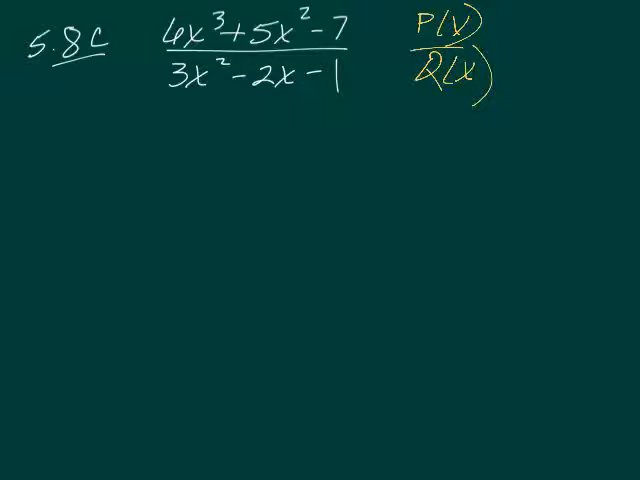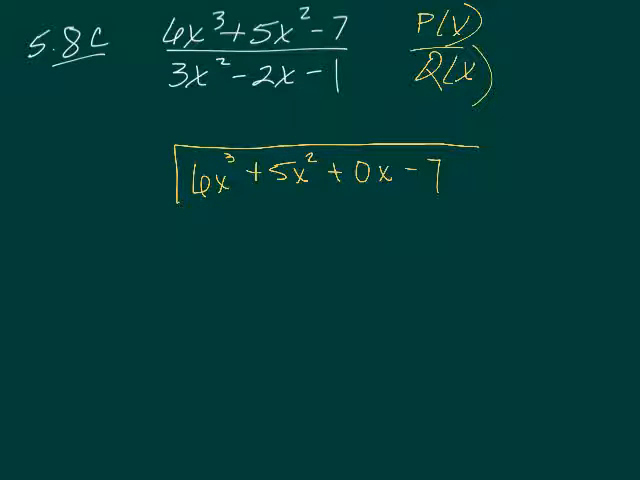Well, this one here, my P of x is greater than my Q of x as far as the degree of the denominator. Now, when that is true, we get to do what you all love more than life itself. We get to divide. 6x cubed plus 5x squared plus 0x, don't forget to put the 0x in there, minus 7, divided by 3x squared minus 2x minus 1. And we do our long division.